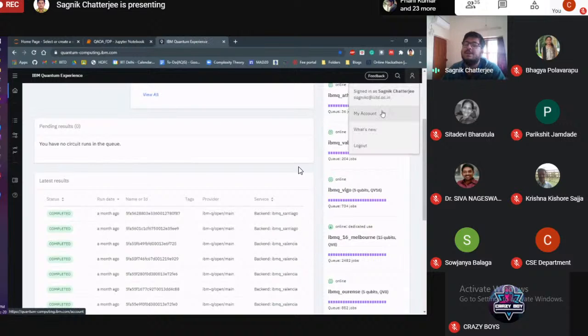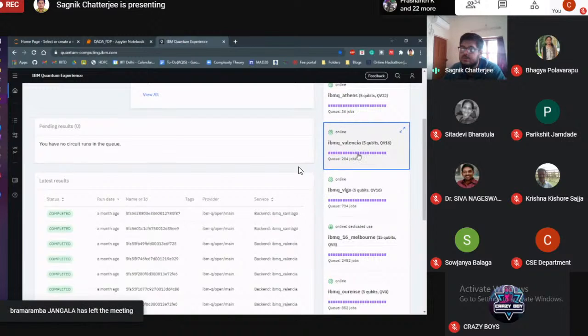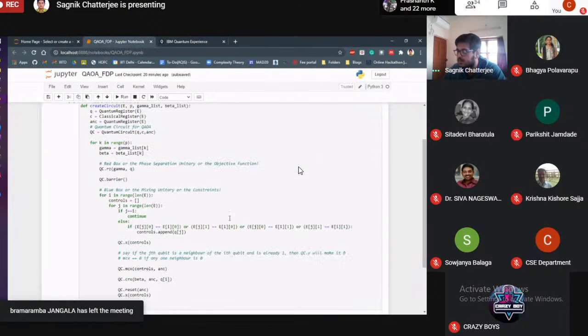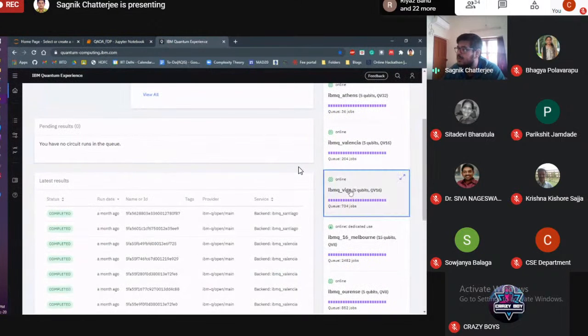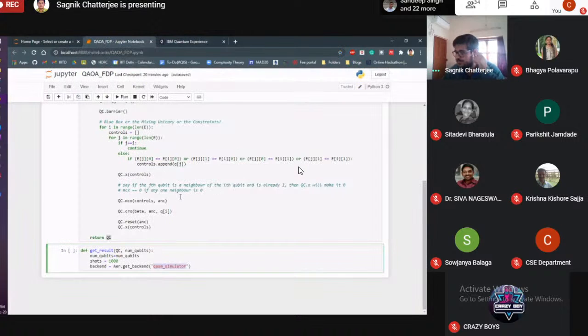I don't want to show you my token. So you have a token over here. You use that token to access the API, and using the API, you can use any backend that you want. So instead of writing QASM simulator here, if you have the right token, you can write IBMQ Vigo as given here, IBMQ Valencia, whatever you like. So backend equal to Aer.get_backend QASM simulator. Now we must tell our function what to do.